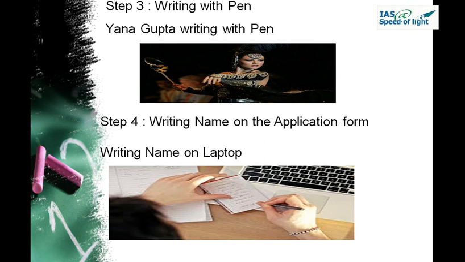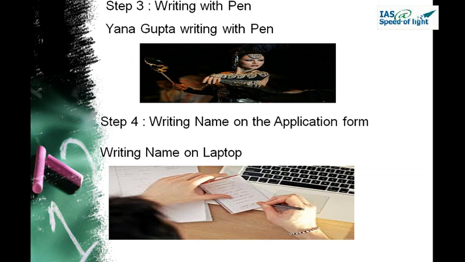Now, in your mind, you have to see that picture, complete picture of Yana Gupta with a pen in her hand, and she's writing. So Haryana becomes Yana Gupta, and Yana Gupta in this sequence we are defining or linking with pen. Step 4. Now you have got a pen with you, you have got an application form with you. Now what is the first thing which application form requires? It is writing your name. Okay, first thing is writing your name.